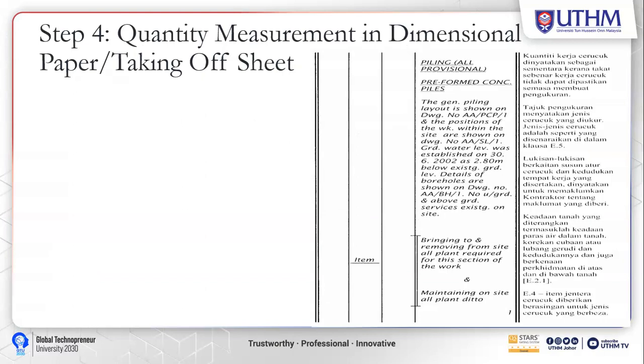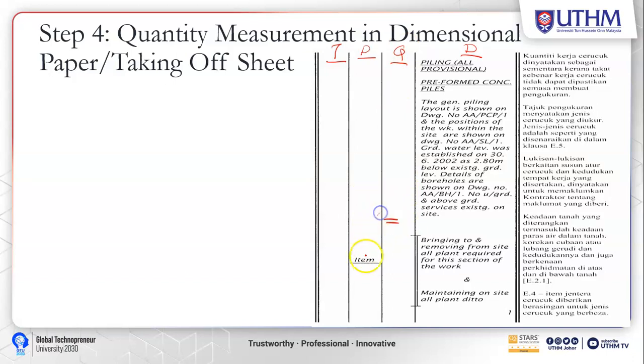Alright, for step number 4, for all dimensional paper, basically the taker off needs to write the description here, the dimension calculation, or what we call the quantity calculation. We have this column for timesing, multiplying, and also the total quantity here. Okay, what is the total amount?